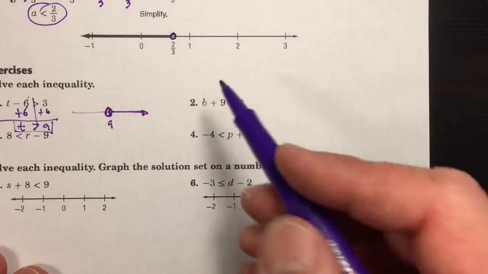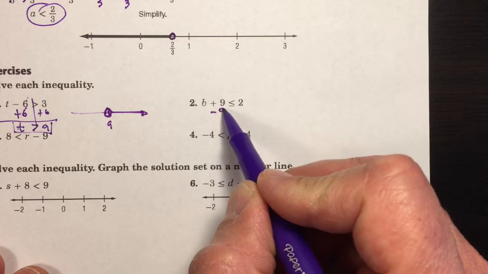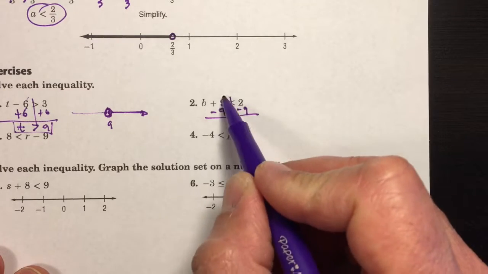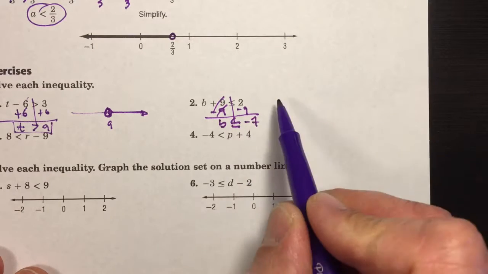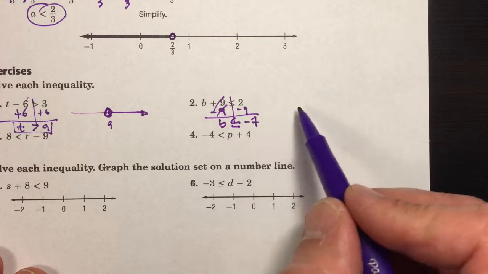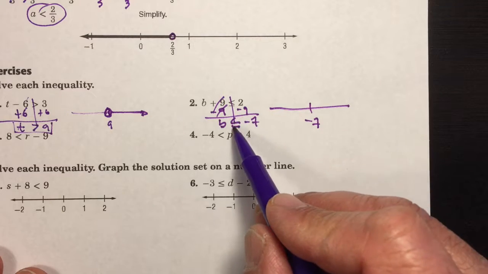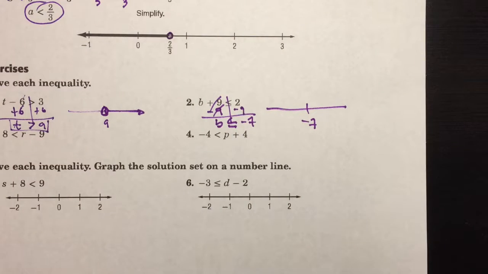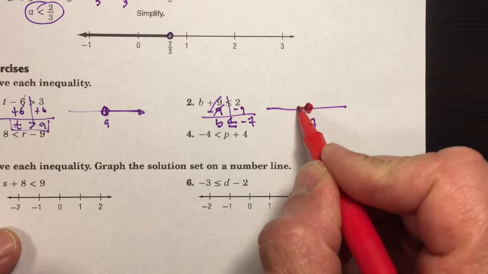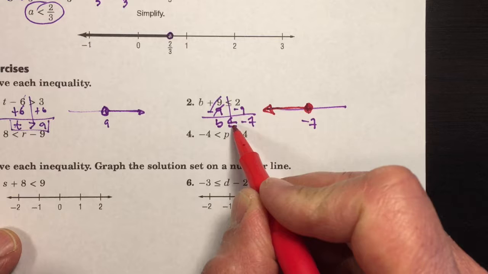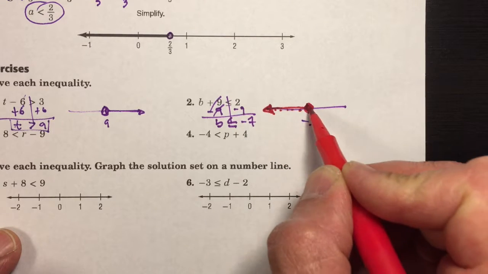For number 2, it's going to be the same thing. The 9 is being added to b. In order to get rid of the 9, I subtract 9 on both sides. This goes away, and b is less than or equal to negative 7, because negative 9 plus 2 is negative 7. I'm going to draw it on a number line. This is negative 7, and less than or equal to negative 7 is going to be a full dot here, and less than or equal is going to be to the left. Less is all these numbers, and equal is going to be on top, right exactly at negative 7.